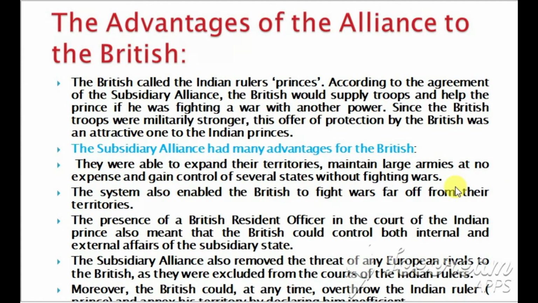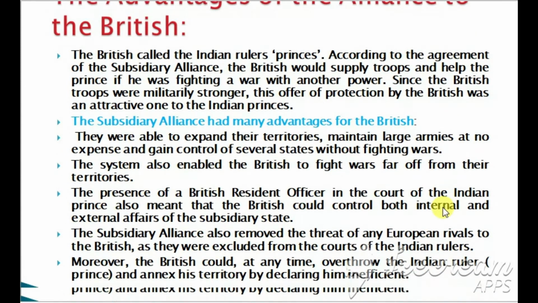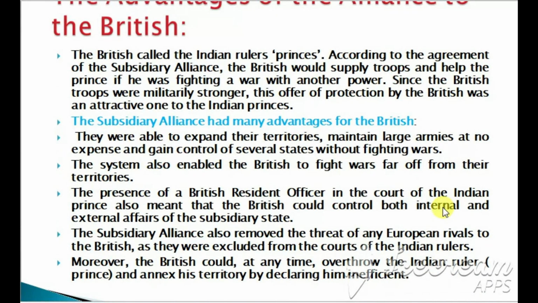Now, the Subsidiary Alliance had a lot of benefits for the British. So, point by point, we'll look into the benefits. The most important one is that the British were able to expand their territories, maintain large armies at no expense, and gain control of several states without fighting wars. The system also enabled the British to fight wars far off from their territories.